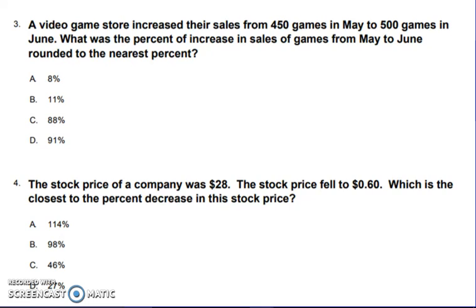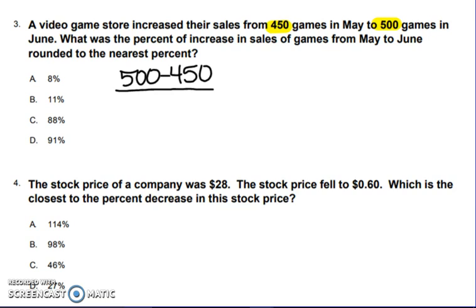Number 3, a video game store increased their sales from 450 games in May to 500 games in June. What was the percent of increase in sales of games from May to June, rounded to the nearest percent? So I'm going to identify my two numbers that I want to subtract. So that's 450 and 500. Well, which one's highest? Well, we're going to start with 500 and we're going to subtract 450.